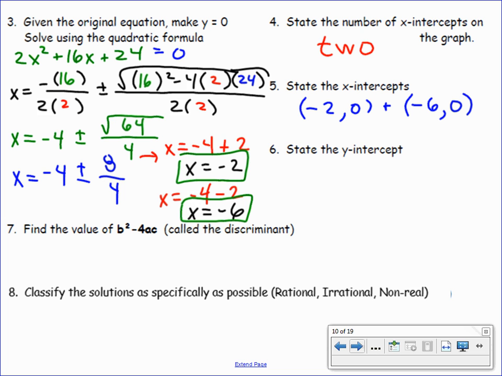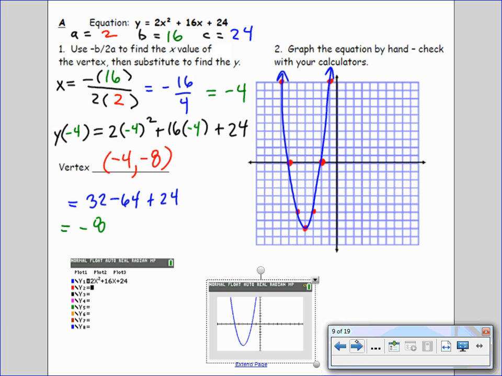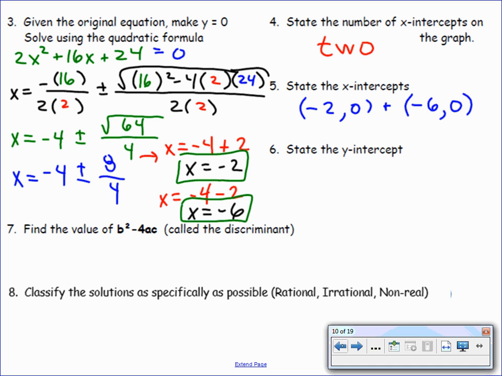We'll state the y-intercept. Well, graphically, I may or may not be able to see this. It looks to me like I can't see the y-intercept graphically on this window. Does that mean there isn't one? I mean, that looks pretty steep right there. Oh no, we can get that from our equation. Recall my y-intercept is always the value of my constant when in standard form. So (0, c) is my y-intercept. In this case, (0, 24). So (0, 24) is my y-intercept.